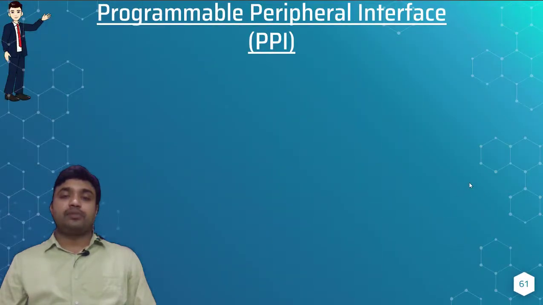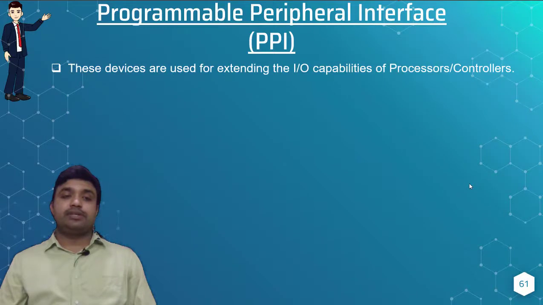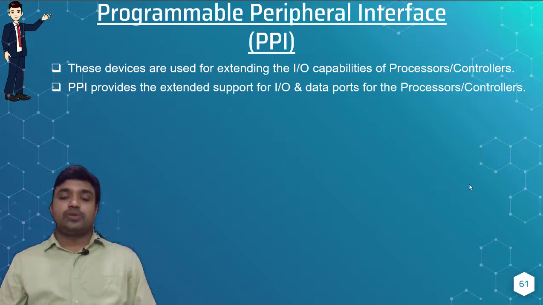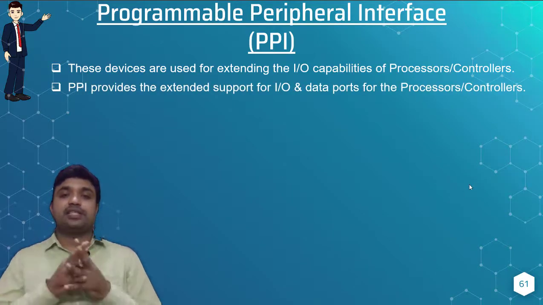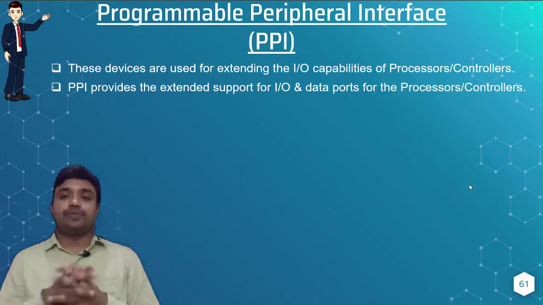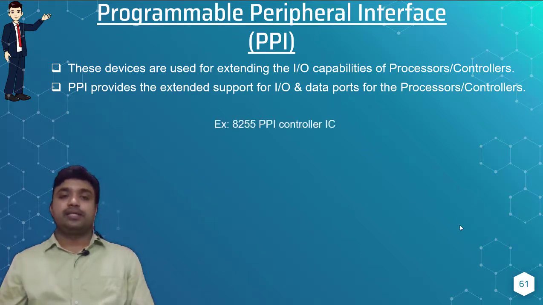Next is PPI, or Programmable Peripheral Interface. These devices are used for extending the I/O capabilities of processors. So PPI provides extended support for I/O and data ports for processors. This is considered to be an additional, external IC used to interface your processor with your I/O sections. An example is the 8255 PPI, that is, the Programmable Peripheral Interface component IC.